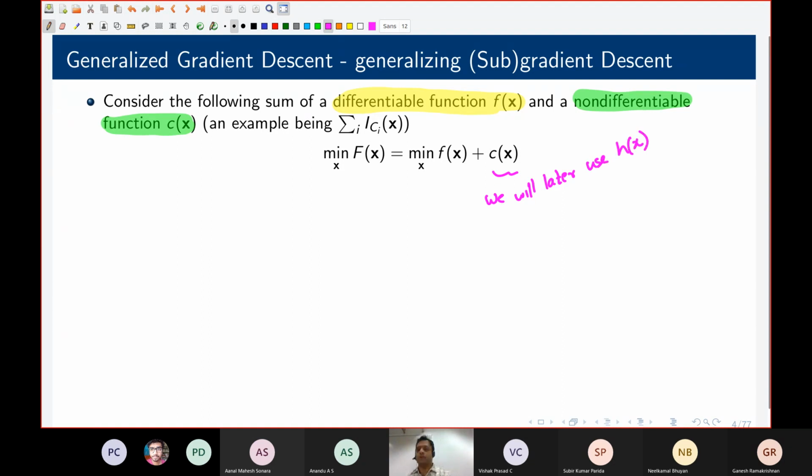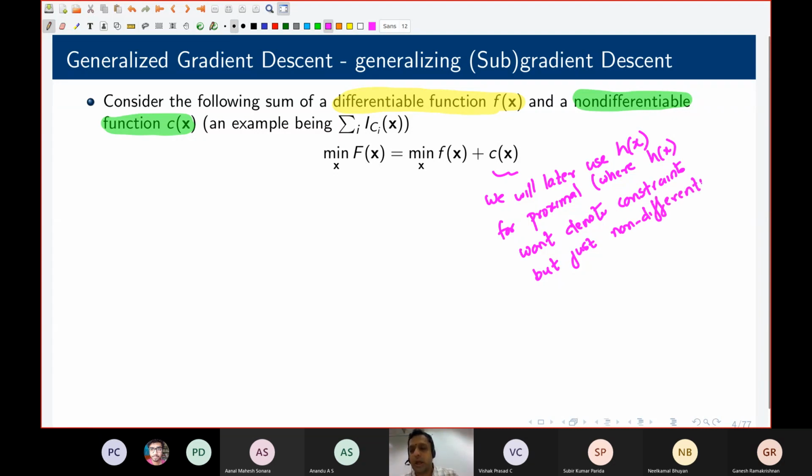I've deliberately used c(x) for the following reasons. We'll later use h(x) for proximal. Recall in the last class I said that the c could also be encoding indicator functions on constraints. That's why c is sounding like constraint also. But very often it's not denoting any constraints, in which case h(x) won't denote constraints, but just say a non-differentiable function, in which case we'll just use h(x). c(x) is therefore, as I said, for a particular purpose.